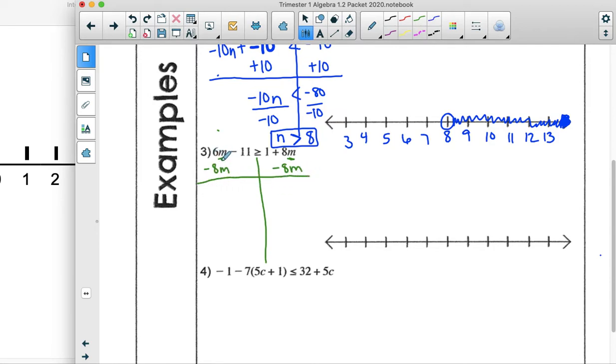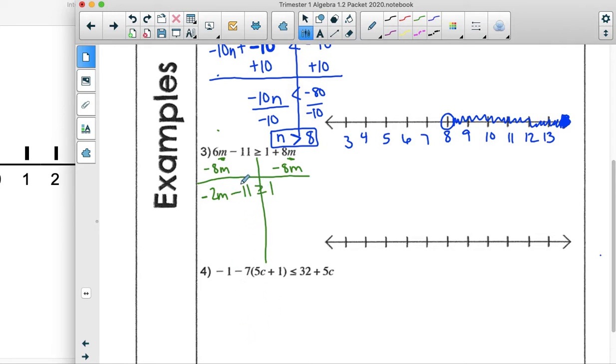Okay, and we're just doing the coefficients. 6 minus 8. I can think about that as 8 minus 6, which is 2, but we did the smaller minus bigger, so it's negative. So negative 2m minus 11 is greater than or equal to 1. No multiplying or dividing happened, so it stays the same.